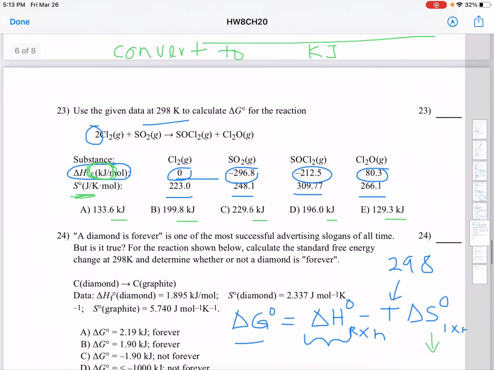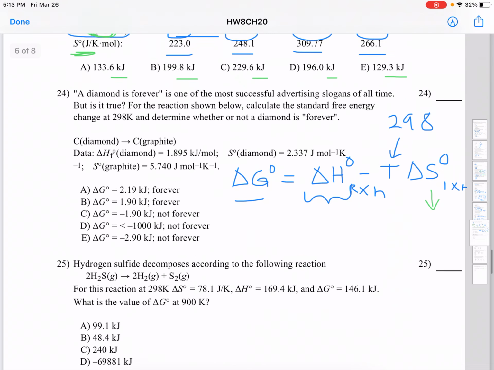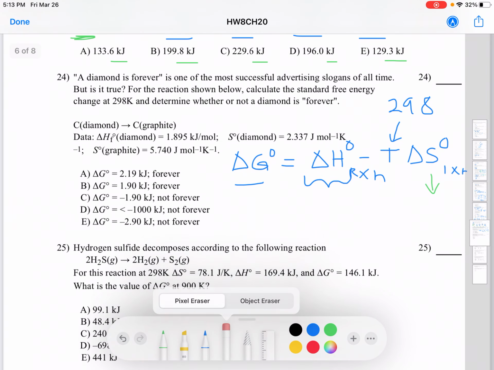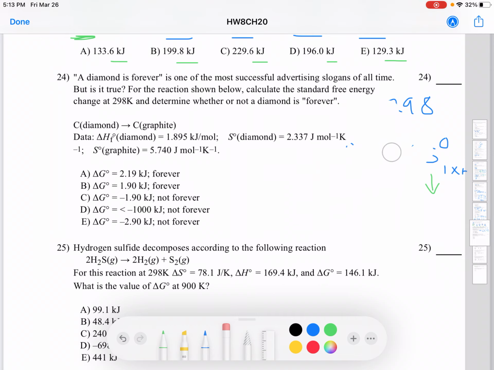For question number 23 and number 24. A diamond is forever is one of the most successful advertising slogans of all time. But is it true? You're going to find it out. For the reaction shown below, calculate the standard free energy change at 298 Kelvin and determine whether or not a diamond is forever.